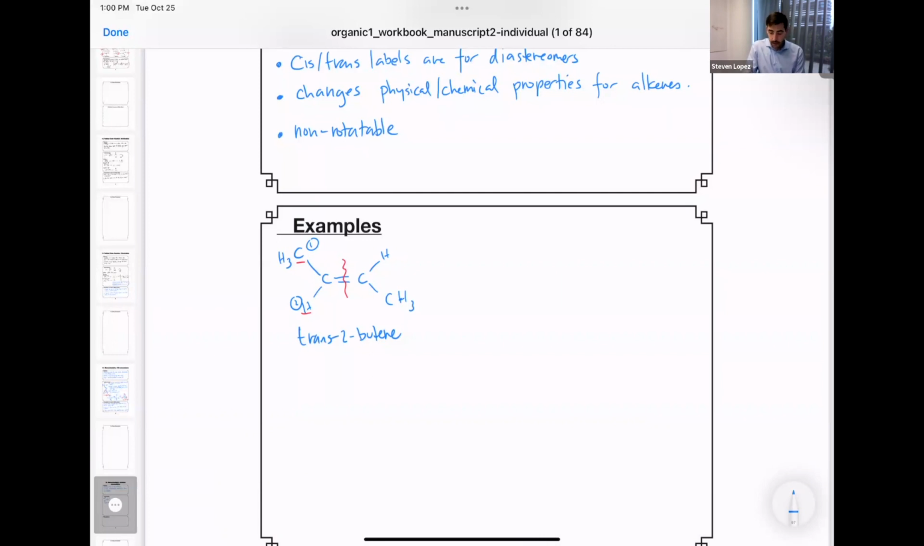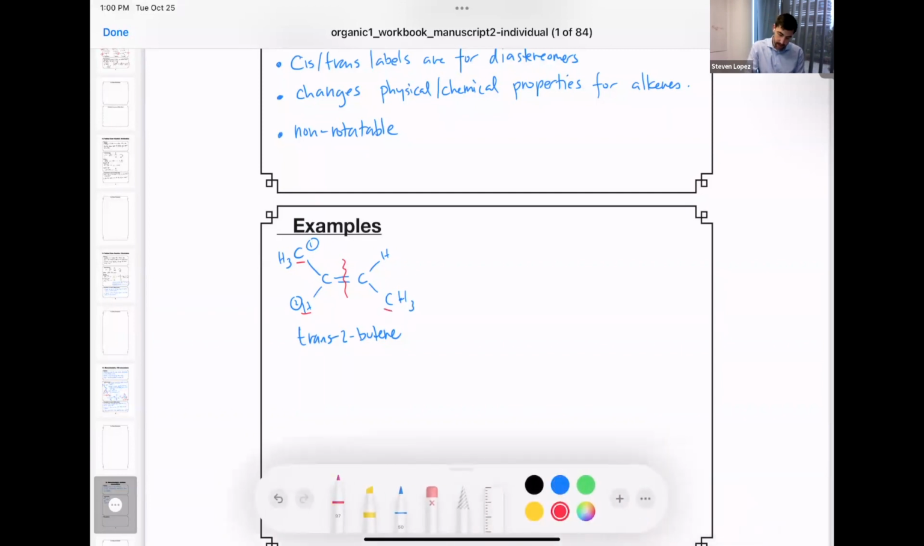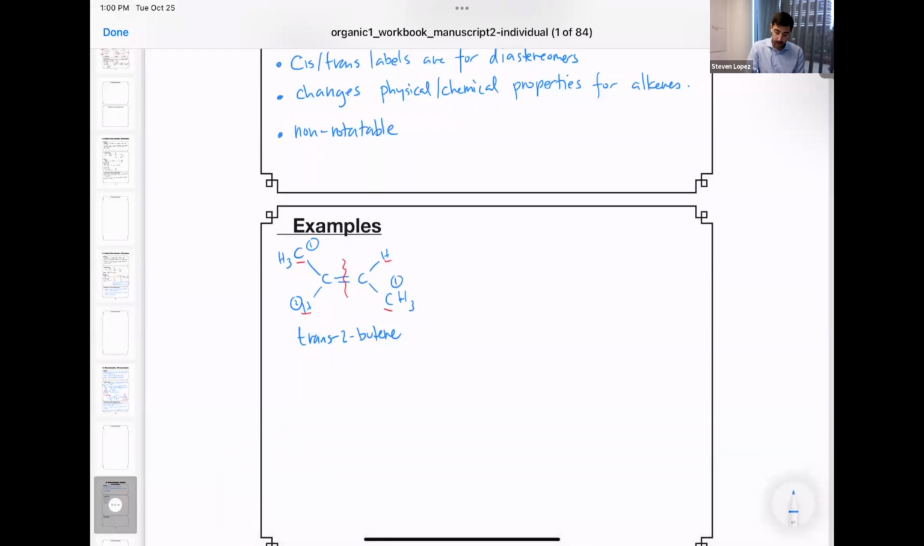Now here, we look at, again, the carbon versus the hydrogen. Carbon has the higher priority, with an atomic number of 6, while again, hydrogen has an atomic number of 1. And then you look at the two sides. You can see that the 1 is opposite of the 1, so that gives it a trans configuration. If it were to be on the same side, like in the case of cis-2-butene, it would then be called cis.